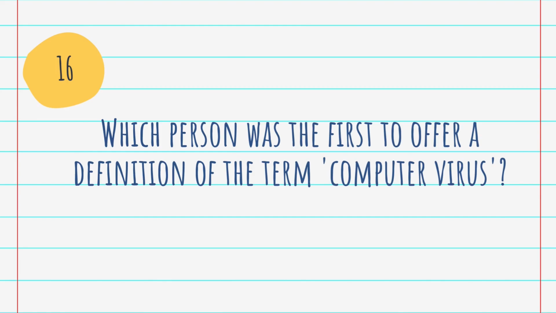Question number 16. Which person was the first to offer a definition of the term computer virus? Answer is Fred Cohen in 1983. A computer virus is a malicious software program loaded onto a user's computer without the user's knowledge. The term computer virus was first formally defined by Fred Cohen in 1983.